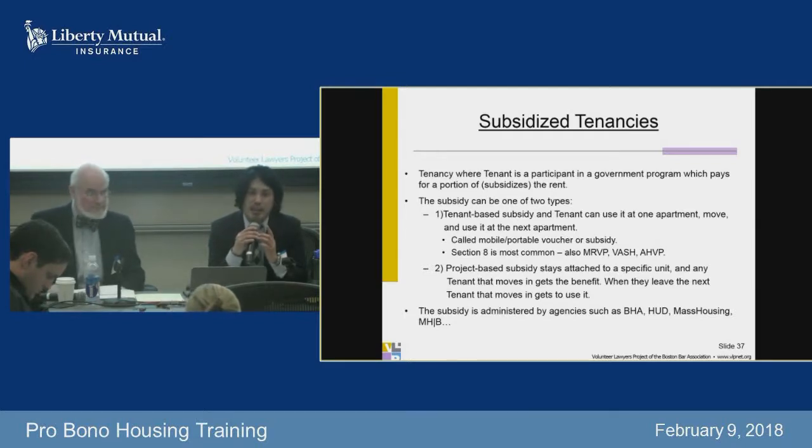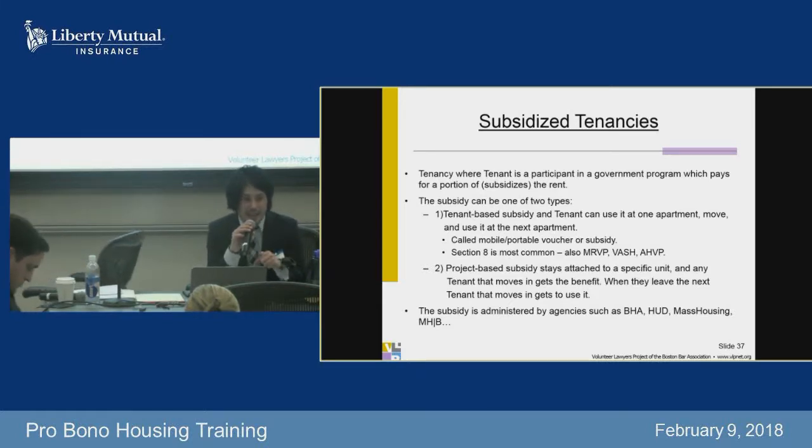Project-based subsidies, those are subsidies that stay attached to a particular unit. Okay, so whoever lives in that unit gets the benefit of the subsidy and the reduced rent. Once that person moves out, wherever they go, they're gonna have to pay rent at that place. But the person that moves in next to that unit that has a subsidy attached will get the benefit of that subsidy. So that particular unit is always going to be subsidized.